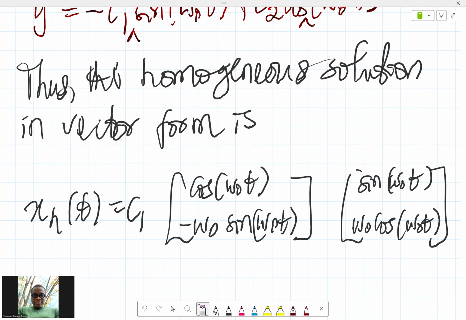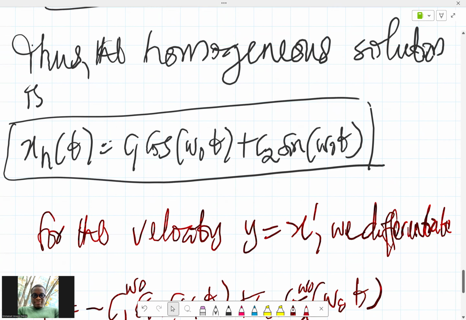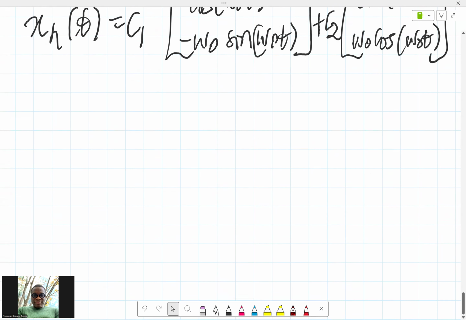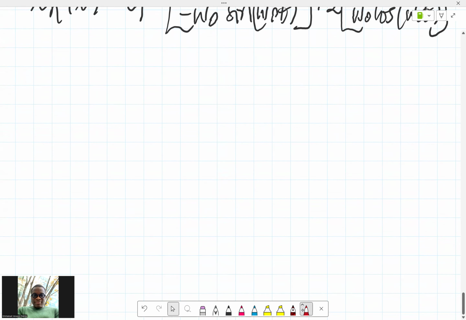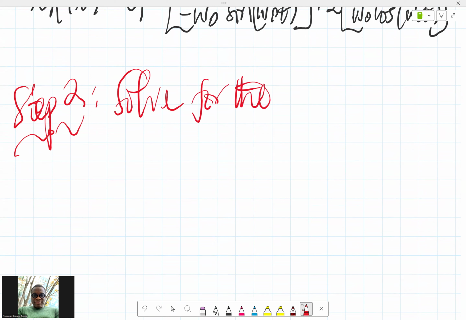We should have plus c2 there, yes, we have c2 right there. So that's the first part of the solution. Talking about the second part now, step two, we now solve for the particular solution.